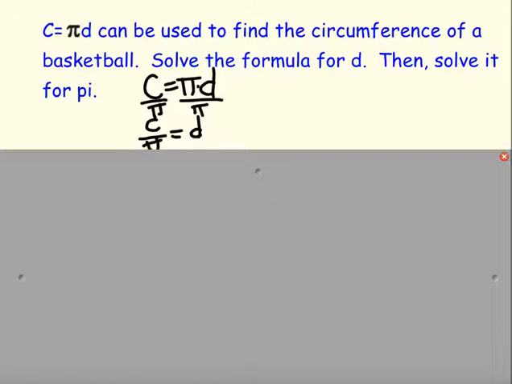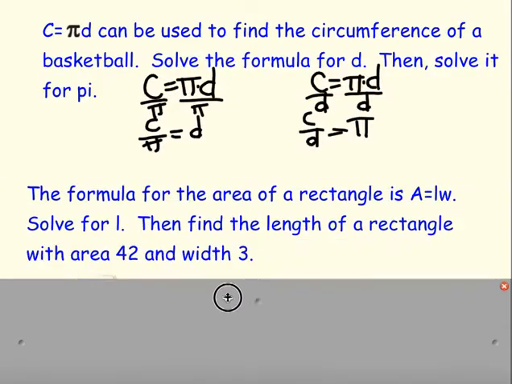Now, if I wanted to figure out how to find pi, I could take my original circumference equals pi times diameter, and in this case, divide by diameter. So pi can always be found by doing circumference divided by diameter. So we can always transform these formulas for a different variable.